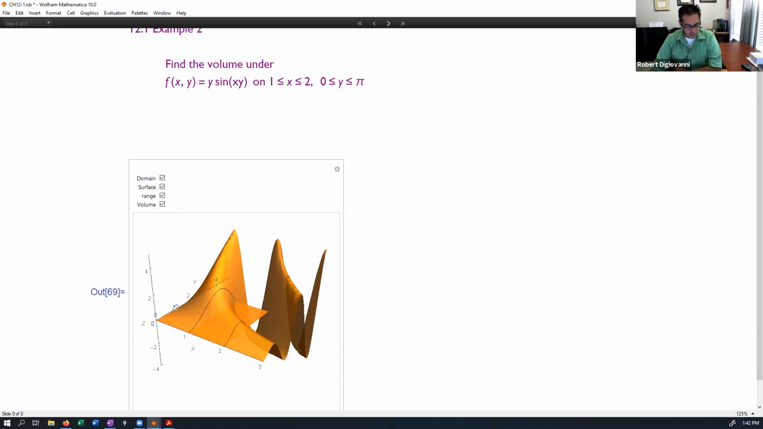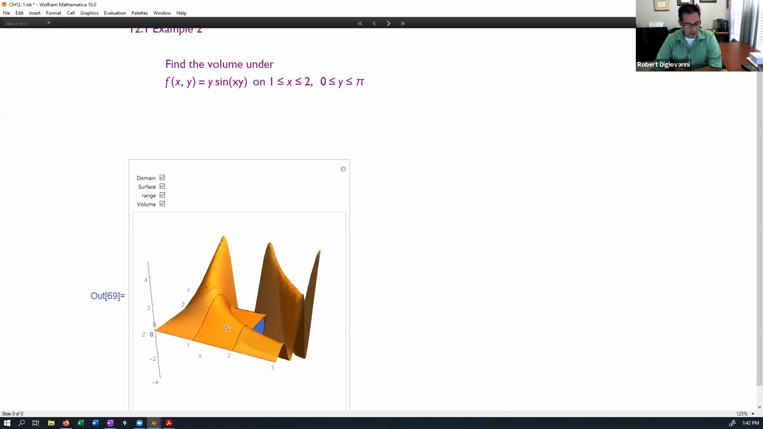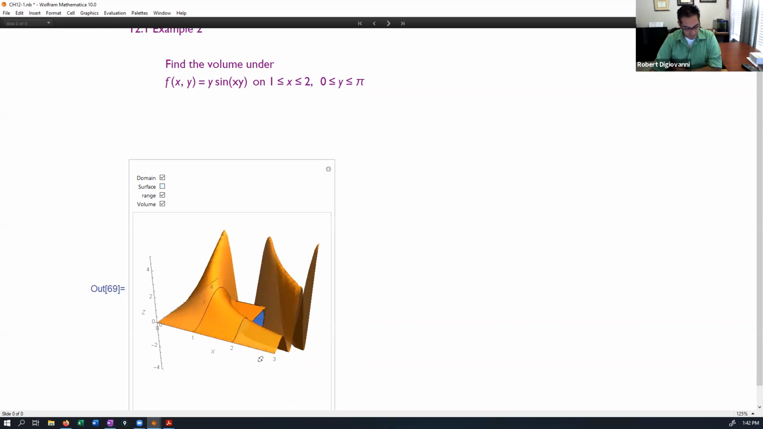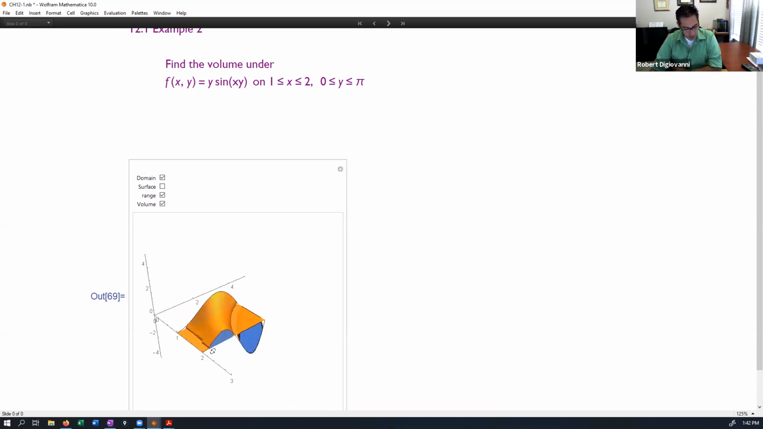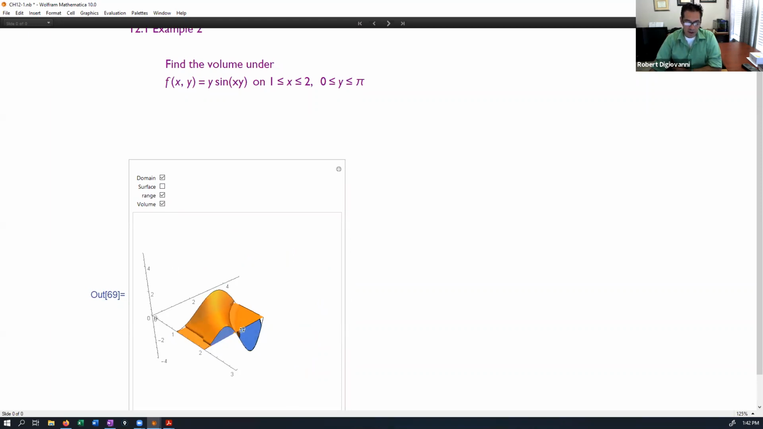So here comes that solid. Okay, it's kind of hard to see it there, but let me pull the surface out of here. And there it is. So guess what? Some of it is above the XY plane and some of it is below the XY plane.